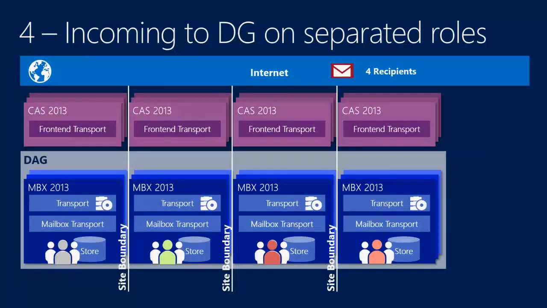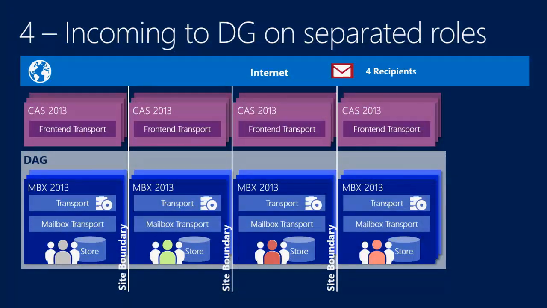So now, let's look at a more convoluted example. And by convoluted, I mean I made it really convoluted. I decided to take a DAG, and I stretched it not across 2 sites, but 4 sites. So we have a DAG member in each of the 4 sites. We have CAS in each of the 4 sites. And not only that, but we decided to share the namespace across all 4 sites. So mail.contoso.com can resolve to any one of those CAS and any one of those Active Directory sites. Pretty wicked, huh?